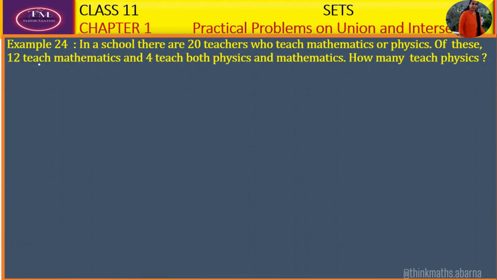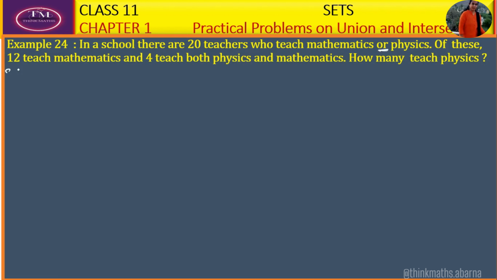Example 24. In a school, there are 20 teachers who teach mathematics or physics. Of these, 12 teach mathematics and 4 teach both physics and mathematics. How many teach physics? So what is the data given? 20 teachers who teach mathematics or physics. So this "or" indicates union. Okay, so "or" indicates union.